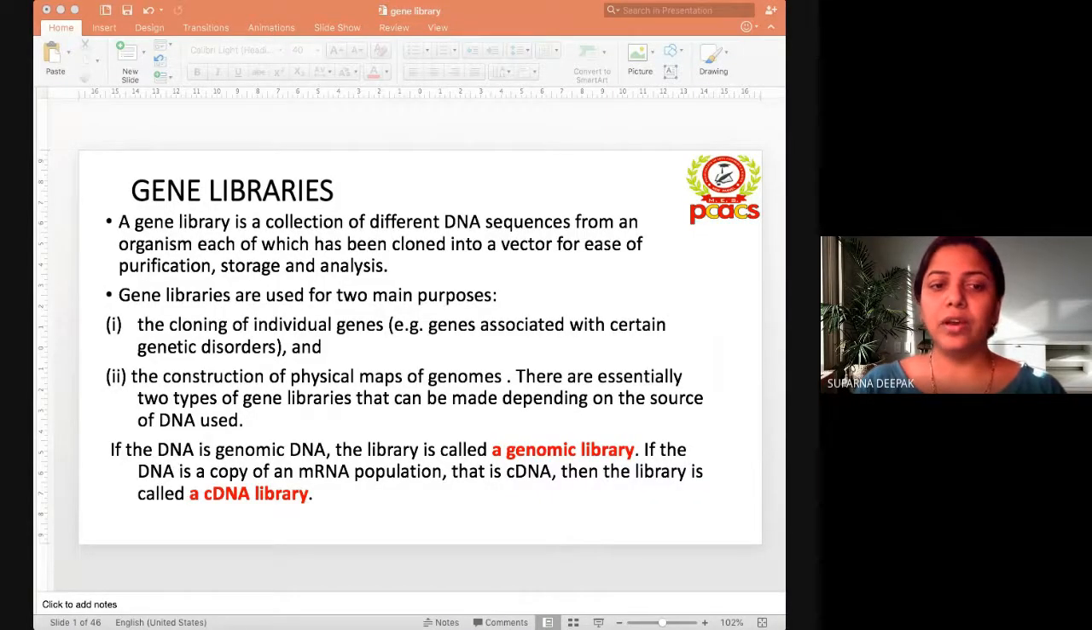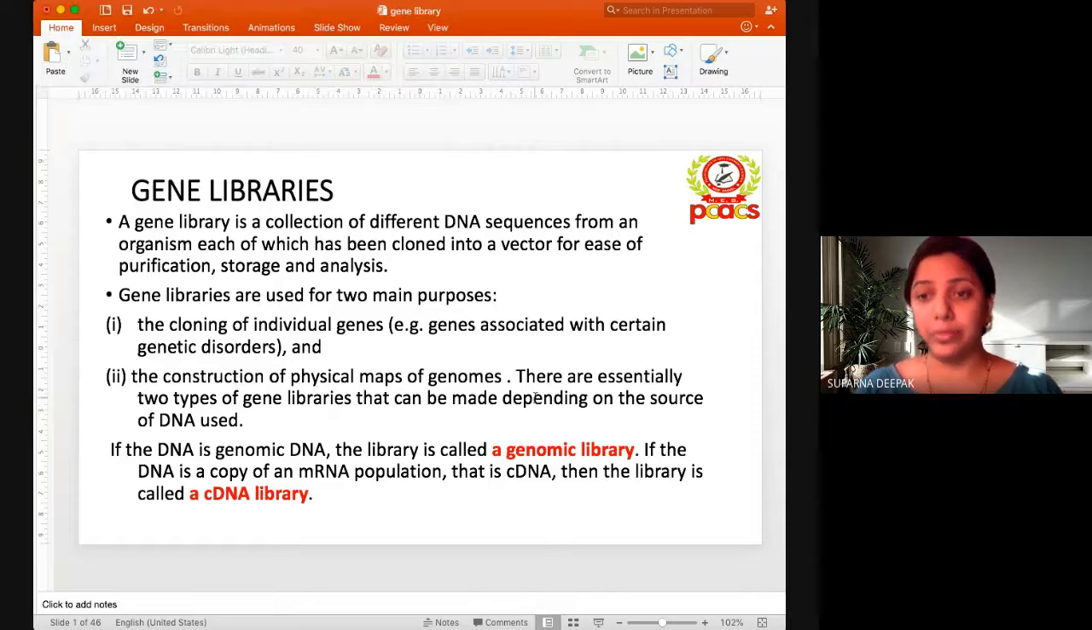So today we are going to see what gene libraries are. A gene library is nothing but a collection of different DNA sequences which we get from organisms. So we can have a gene library of human beings, a gene library of, say, Drosophila, a gene library of C. elegans. That's how, for all the DNA fragments or DNA sequences which you get from a particular organism, each of these fragments is cloned into a vector, and then they are purified, stored, and then analyzed.